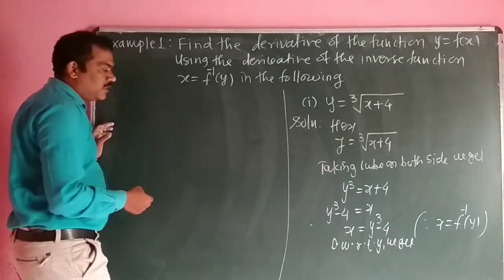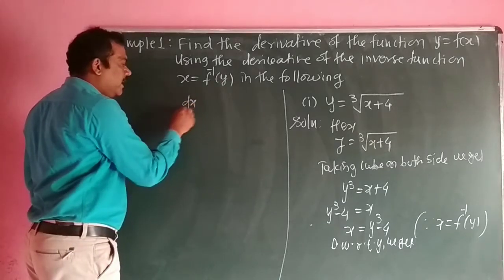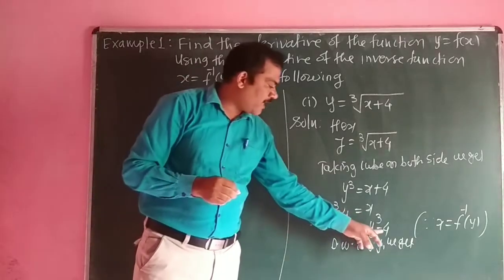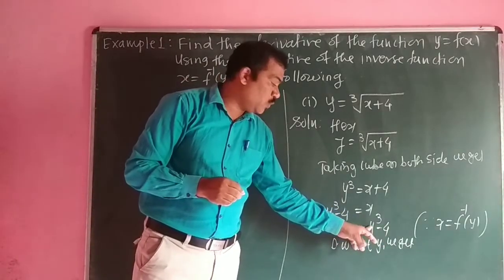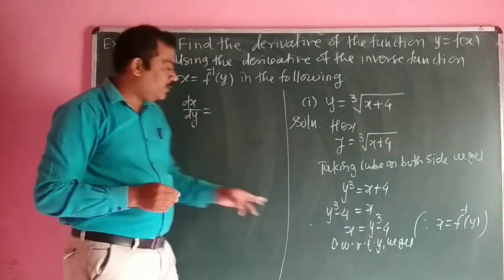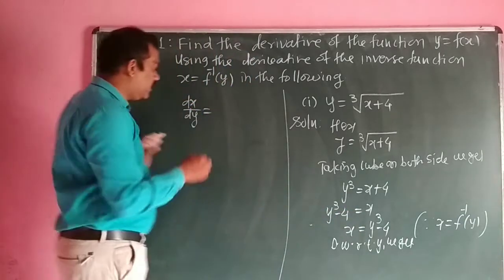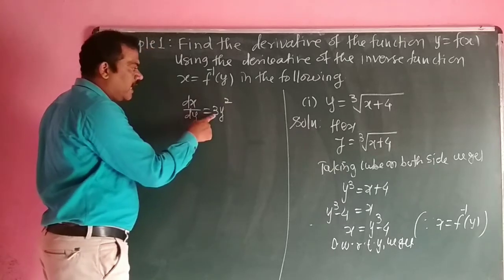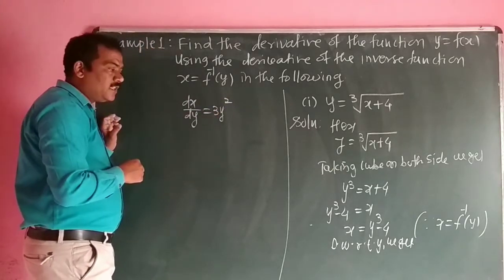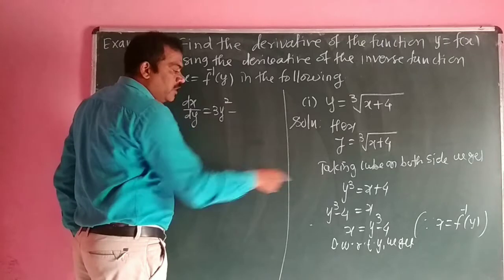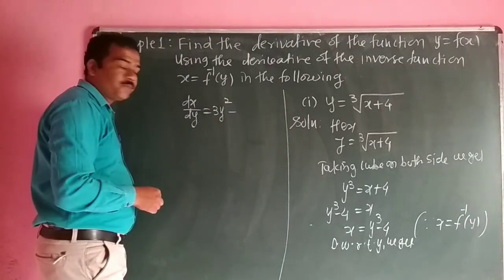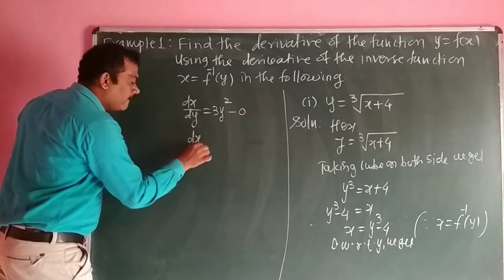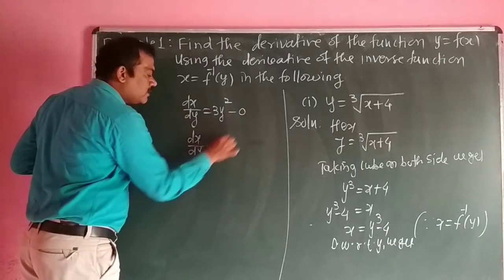Differentiation of x with respect to y is dx by dy is equal to, now we have to differentiate y cube minus 4 with respect to y. What is the derivative of y cube in terms of y? By using the power function formula, 3 times y square: take the power as it is, and from the power we subtract 1. Minus 4 is a constant, its derivative is 0. That is dx by dy is equal to 3y square.